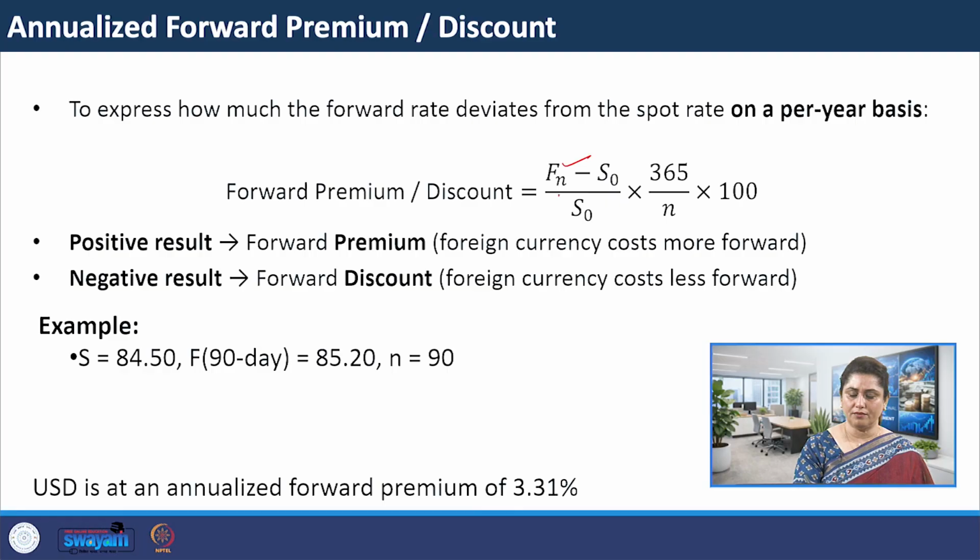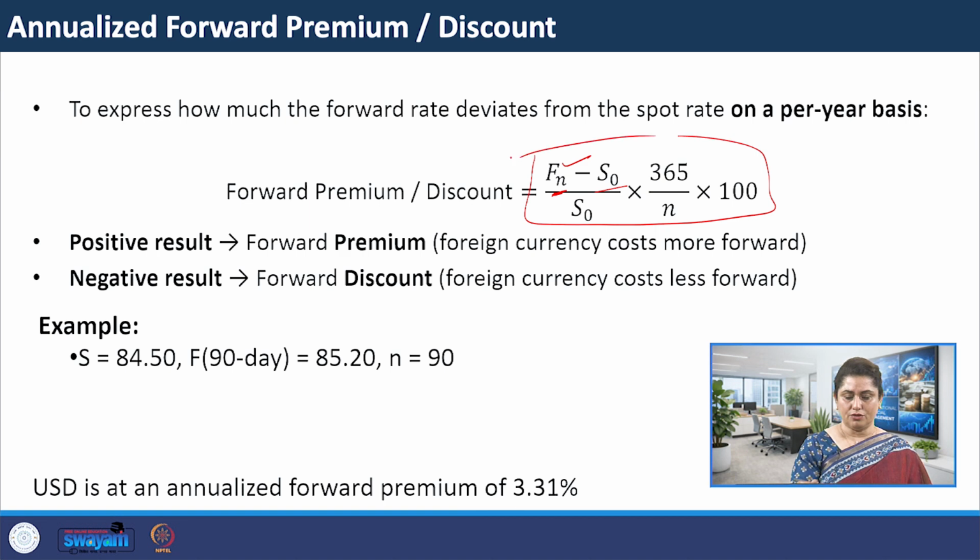So here, let's say we have been given the forward rate for n days, that is, it can be 90 days, 120 days. We have been given the spot rate and we have to annualize it and find out whether it is a forward premium or a forward discount. Then this is the formula. So here we will find it as 85 point. Now here we are going to find the forward premium.